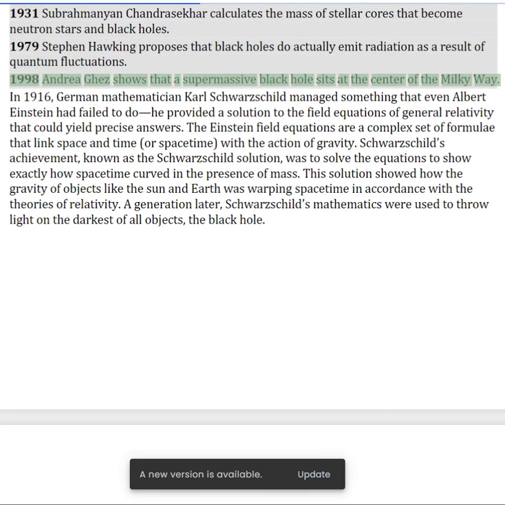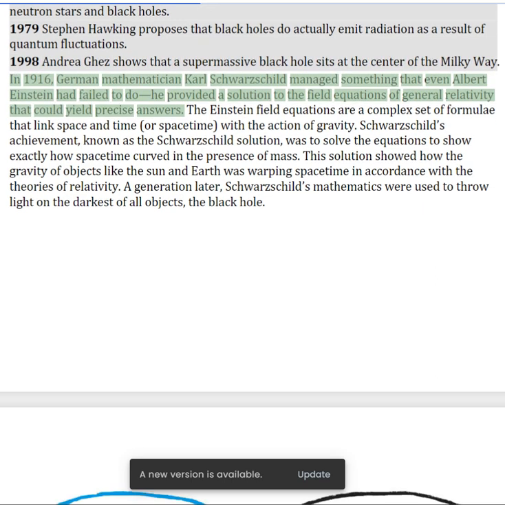1998 Andrea Ghez shows that a supermassive black hole sits at the center of the Milky Way. In 1916, German mathematician Carl Schwarzschild managed something that even Albert Einstein had failed to do. He provided a solution to the field equations of general relativity that could yield precise answers.